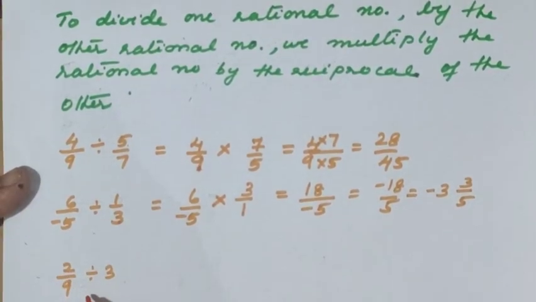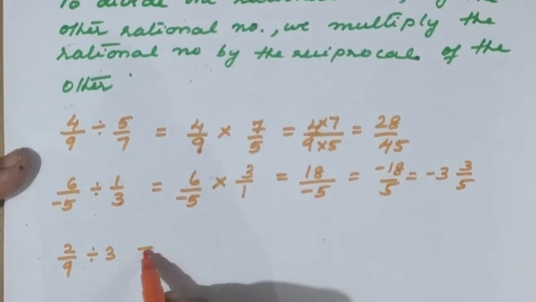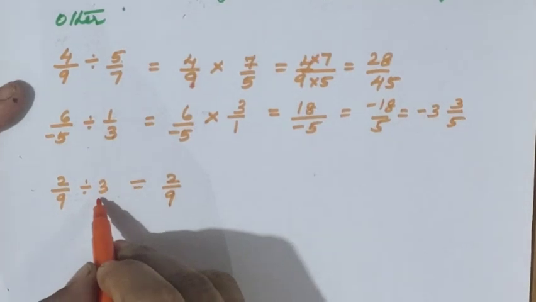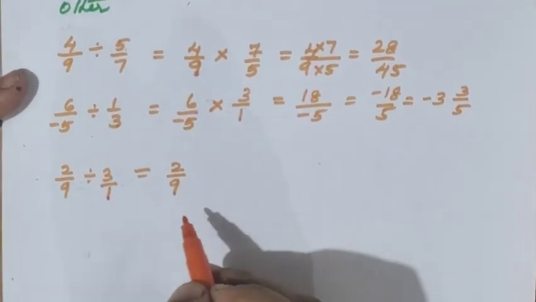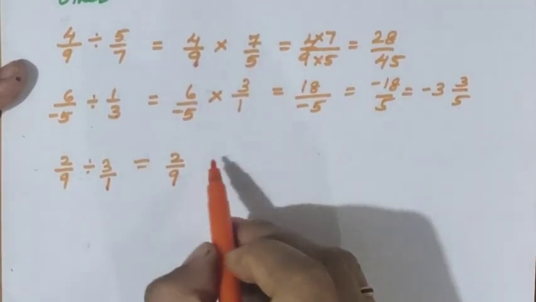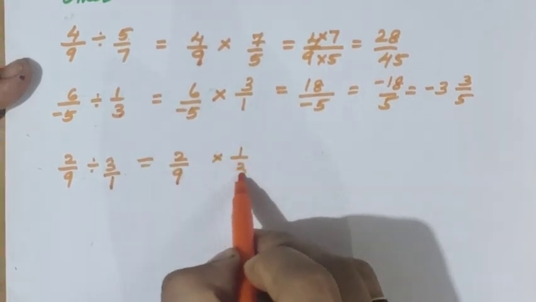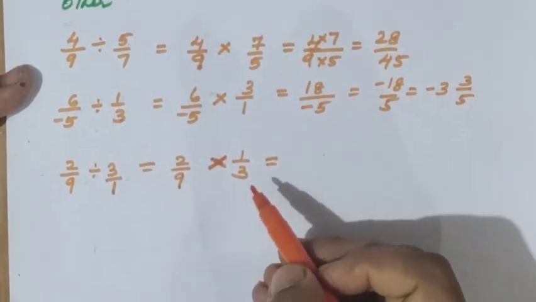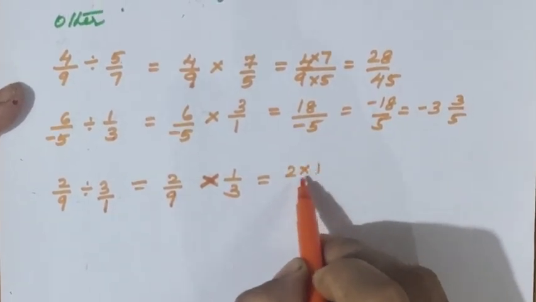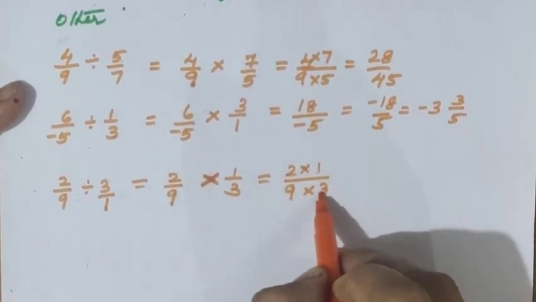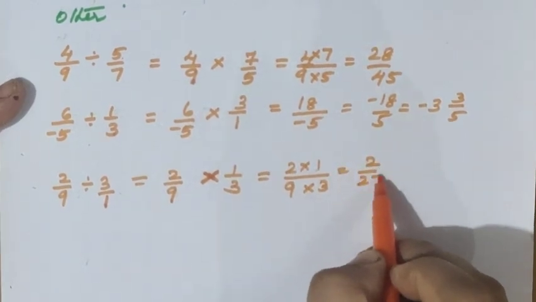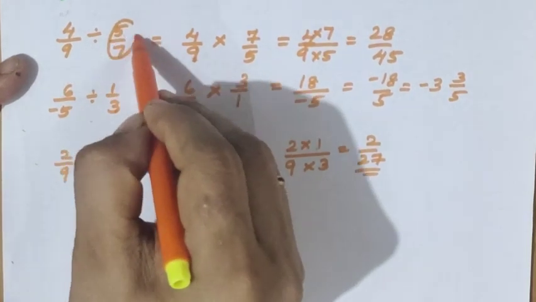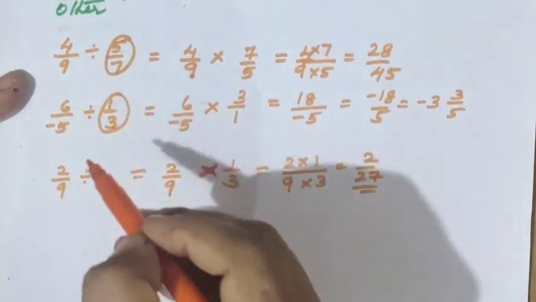Next, 2 by 9 divided by 3. What should we do? 2 by 9, there is no change. After taking the reciprocal of 3, meaning 3 by 1 is the number now, it is into 1 by 3. After that the division is changed into multiplication. Now the multiplication rule, numerator into numerator, 2 into 1 divided by 9 into 3, that is equal to 2 by 27. Got it now? What we are doing here is taking the reciprocal of the second number.